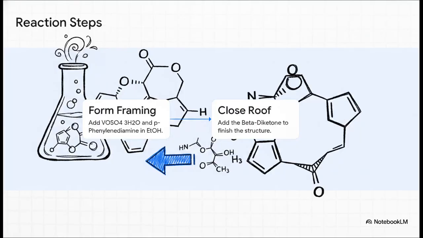To make this whole process super easy to follow, we can actually break that overwhelming diagram down into a really simple two-step checklist. Step 1 involves adding VOSO4·3H2O and p-phenyldiamine in a solvent called ethanol, or ETH. Step 2 is simply going to be adding the beta-diketone. So let's zoom in on that first step, the reaction in ETH that actually builds our framing.